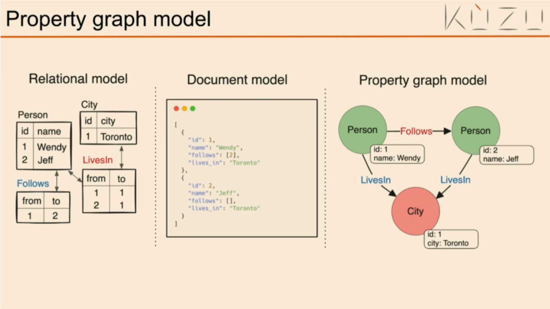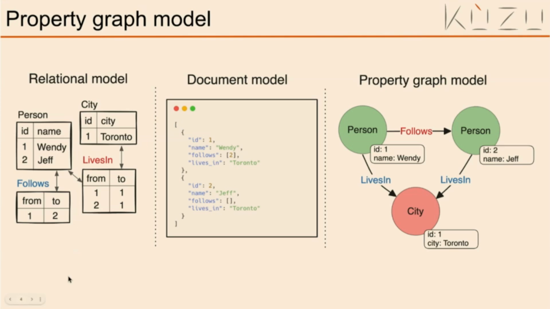Now, the model that we're going to use is called the property graph model. You may have heard this referred to as the labeled property graph model if you're coming from other systems. But I'll refer to it in general terms as a property graph model. The data here shows the relationships between people and cities, and people who follow each other and people who live in those cities. Now, the leftmost side of this figure shows how you would model this in a relational database.